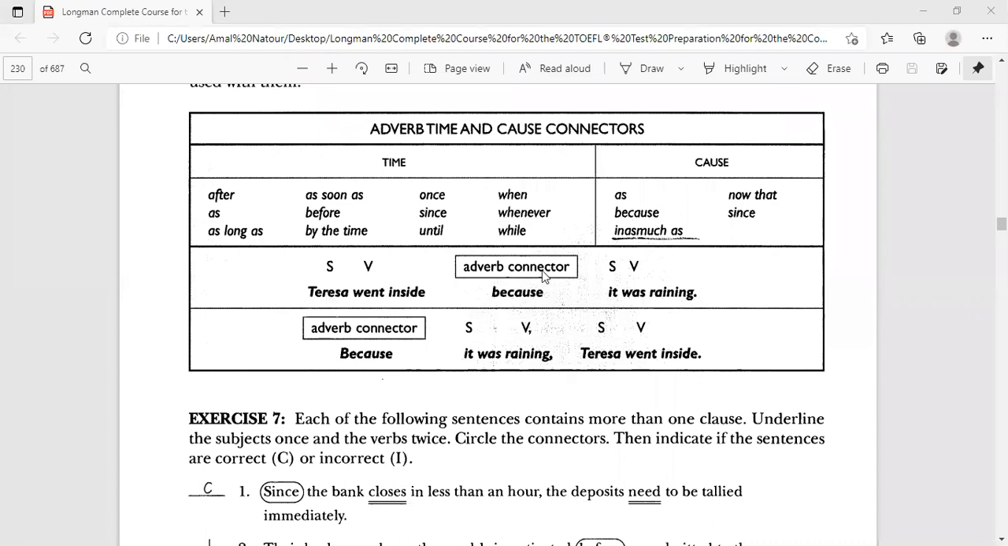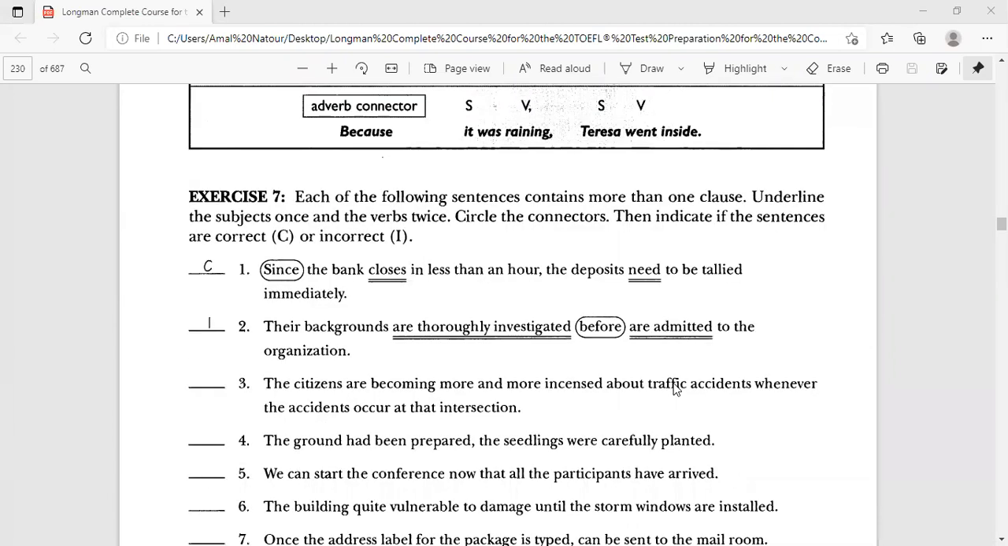Okay, then this adverb connector connected between the first and the second clause. Here the connector came in the middle, and it is not preceded by a comma. But if the connector and the clause come at the beginning, the first clause should be followed by a comma. Why? Because the connector comes here at the beginning. I say, because it was raining, comma, Teresa went inside. Everything is clear? Yes or no?